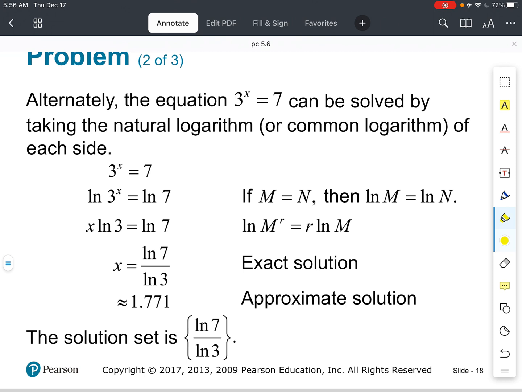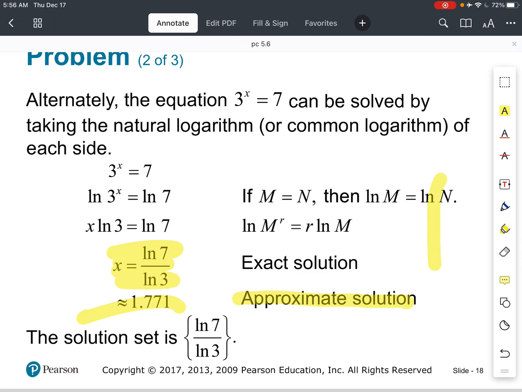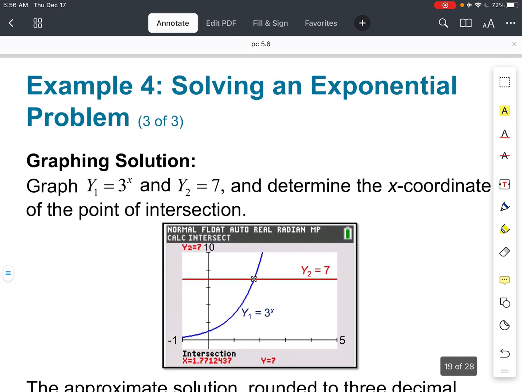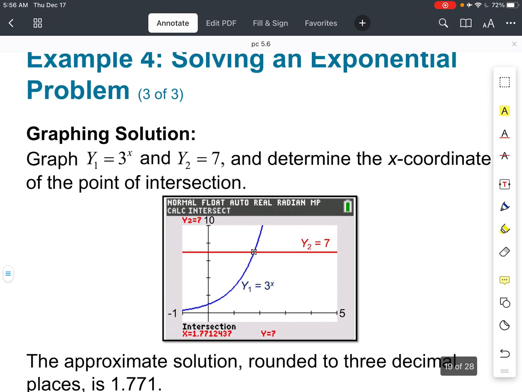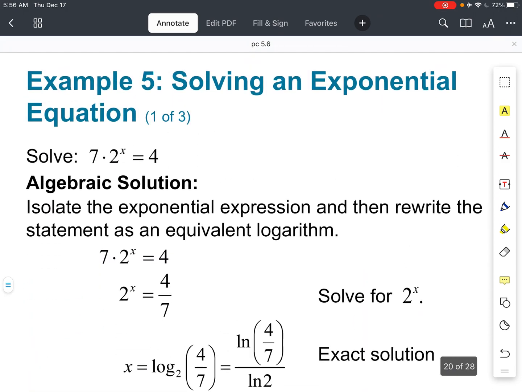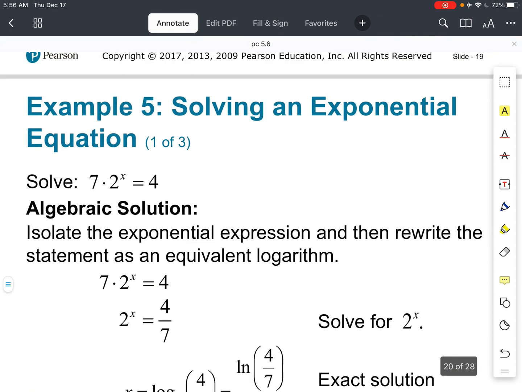Make sure that if in the homework they say approximate solution rounded to some decimal place, that you actually put it in your calculator. If they say exact solution, just leave it in this form. Just leave it in the form natural log or log base 10 of 7 over 3. Okay. And then again, I guess they are going to show you how to graph these. Graph each side of the equal sign independently, see where they cross. Not going to take too much time with that here.